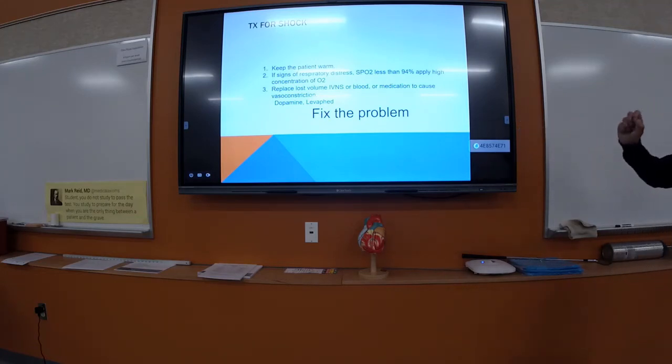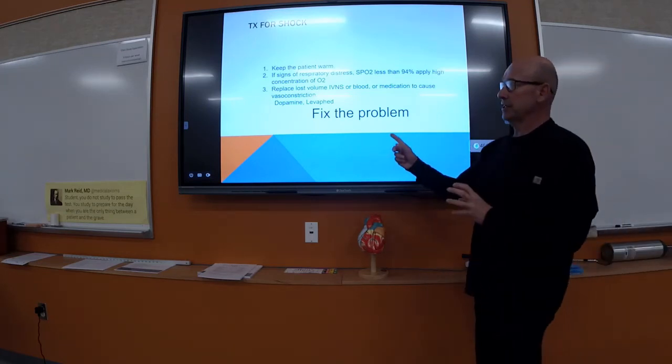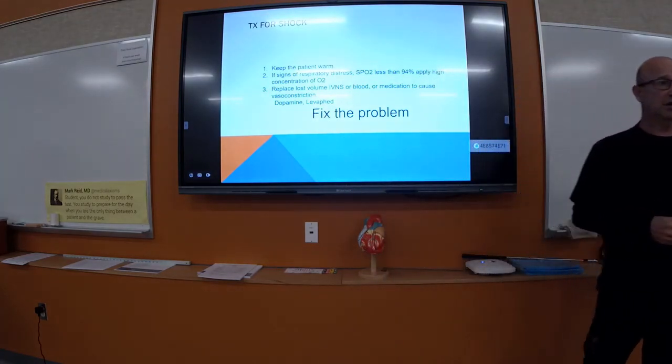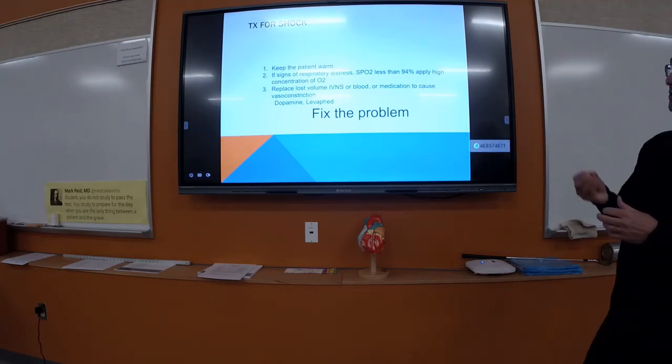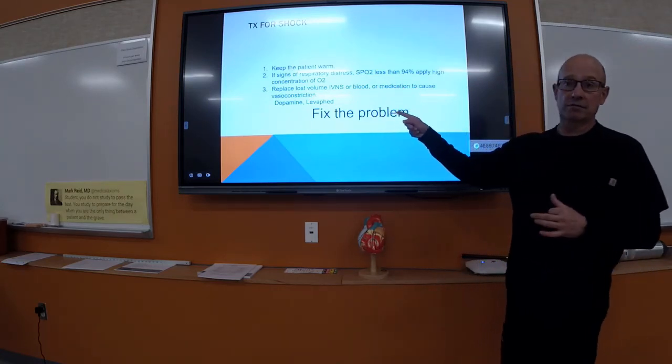In a distributive shock, where there's not any fluid loss and no trauma, we use a medication to cause vasoconstriction. Just to mention a couple, dopamine or Levophed. They're very powerful vasoconstrictors. So they use the medicine itself to vasoconstrict. And through that vasoconstriction, we have an increase in pressure. Through the replacement of volume, we have an increase in pressure. All these are temporary measures until we fix the problem.